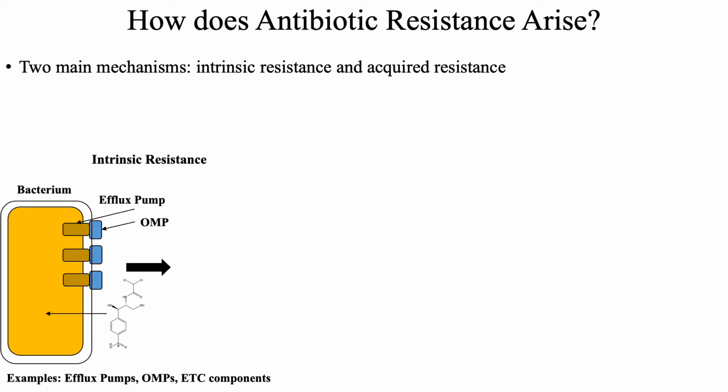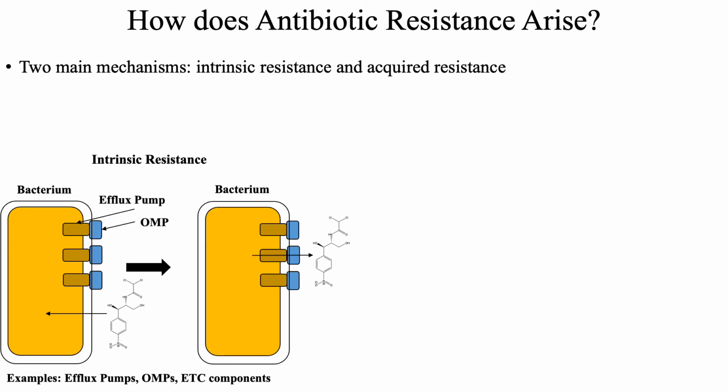An example can be seen here with efflux pumps and outer membrane proteins. An antibiotic can enter the cell, therefore targeting a cellular process, eventually leading to the cell's death. However, efflux pumps coupled with outer membrane proteins can grab a hold of this antibiotic before it does any damage, export it out of the cell, therefore leaving the bacteria resistant to that antibiotic.